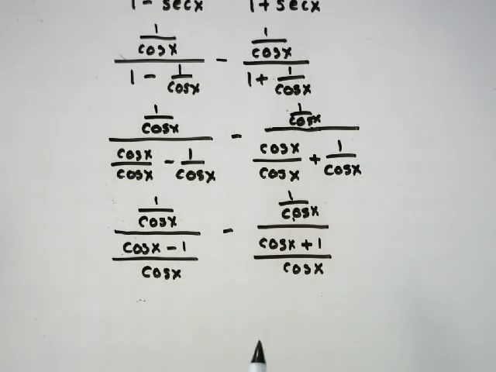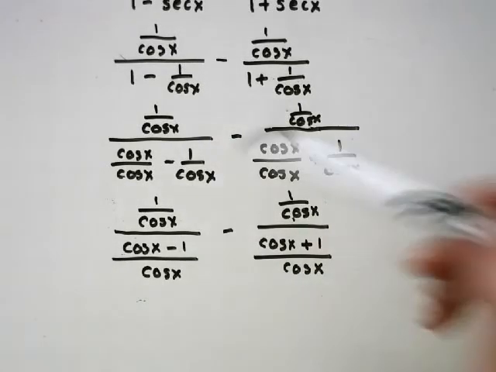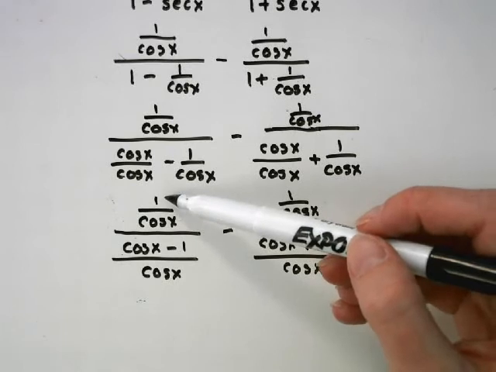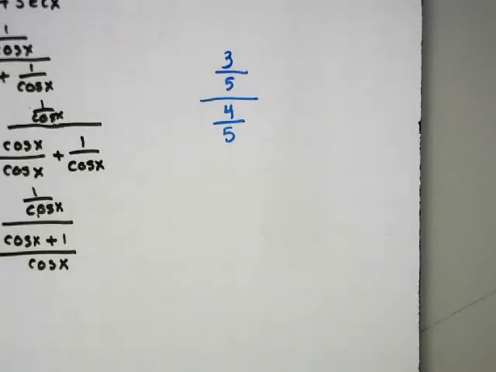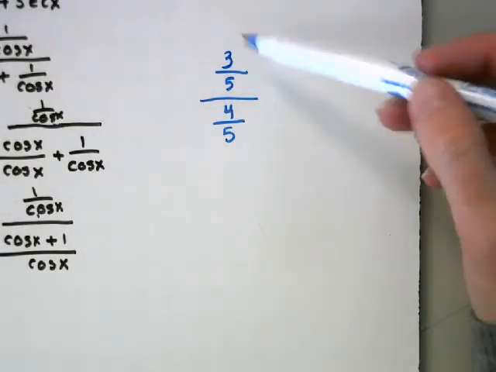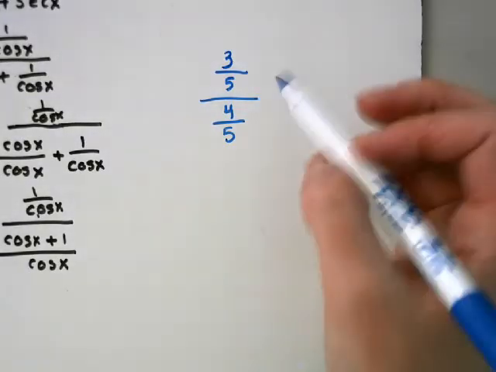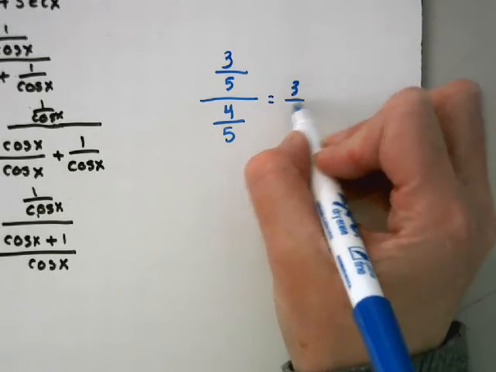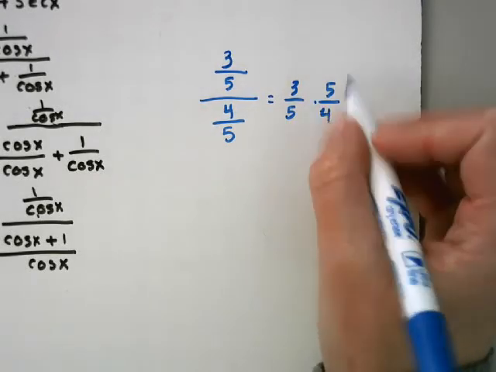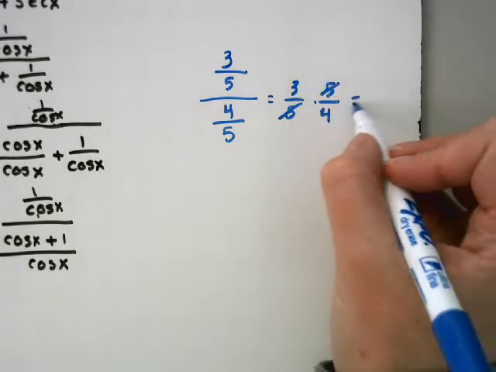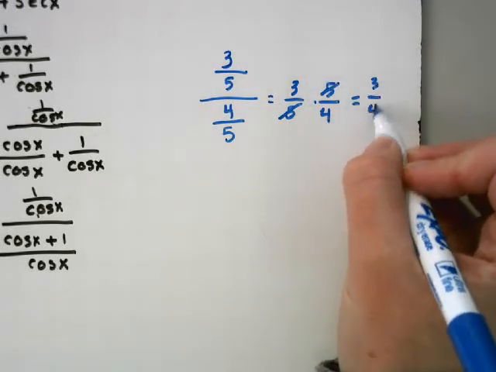Now before I move on, I want to do a numerical example of where we have some fraction over some fraction and the denominators are the same. So let's say I had something like 3 over 5 over 4 over 5. Well, I can rewrite that as 3 over 5 times 5 over 4. Well, the 5's are going to cancel, and you're just going to be left with 3 over 4.